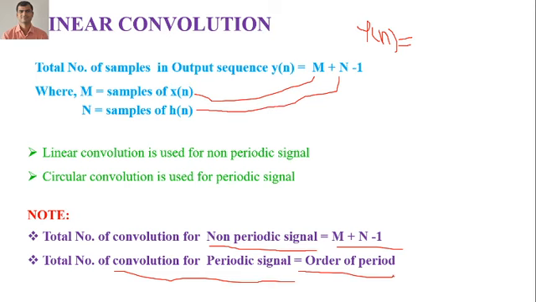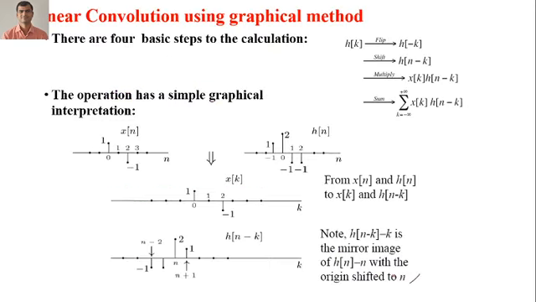Now we will see linear convolution using the graphical method. What steps do you require to solve linear convolution using the graphical method? First, x of n and h of n will be given. Like here you can see, x of n and h of n is given. This is the signal of x of n, this is the signal of h of n, both are given.